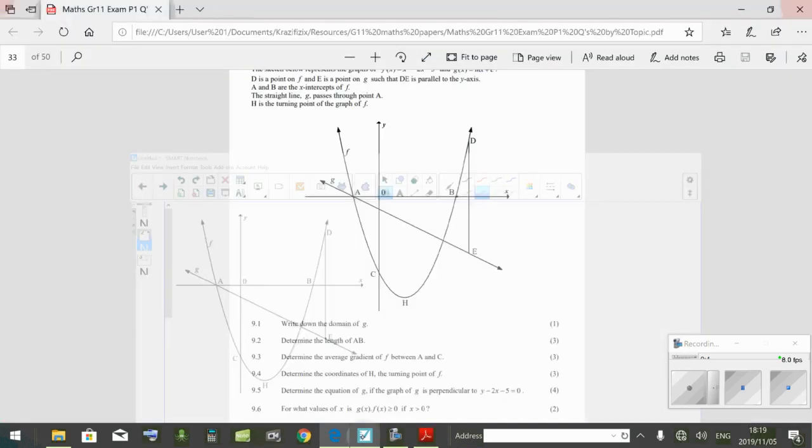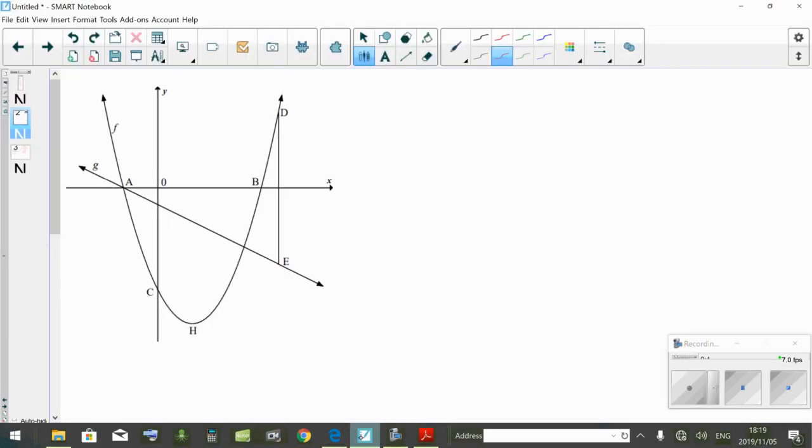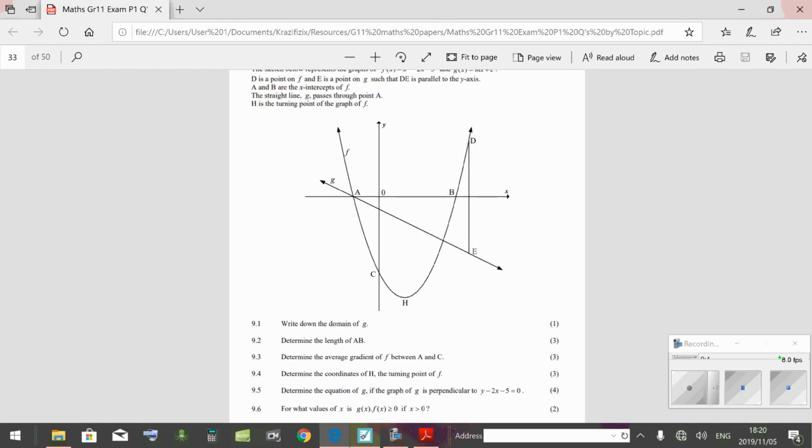Therefore, I can say that our domain is x is all real numbers. This is our domain for the straight line graph. You may also want to refer to the beginning of the video. Next question, determine the length of AB.